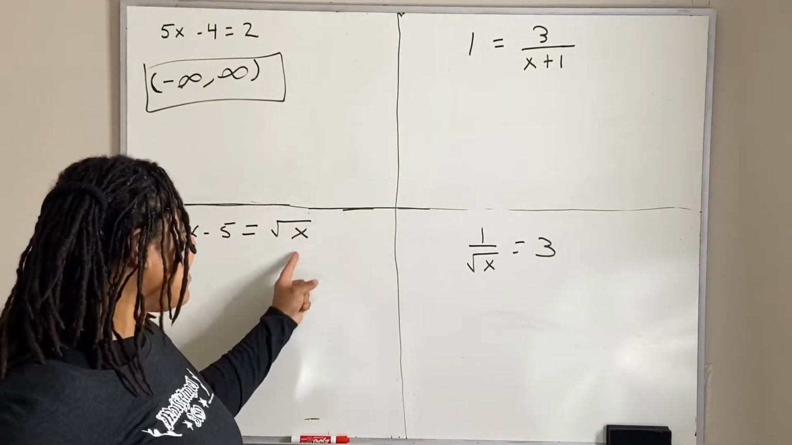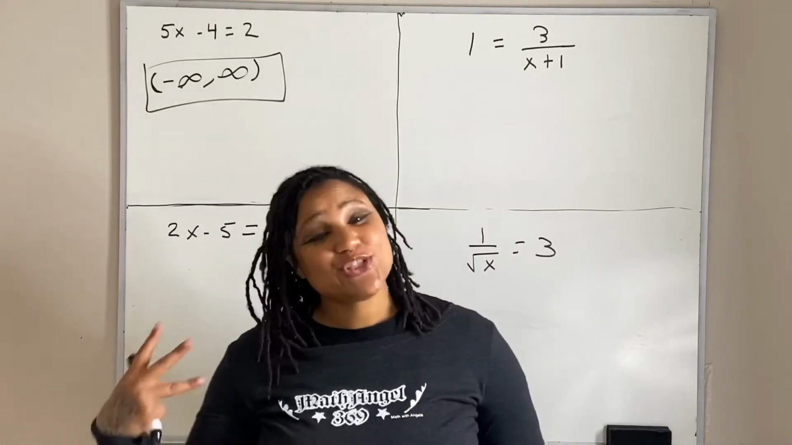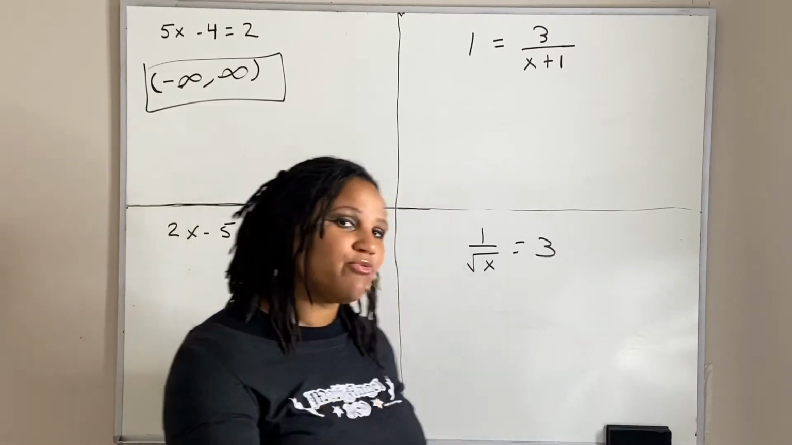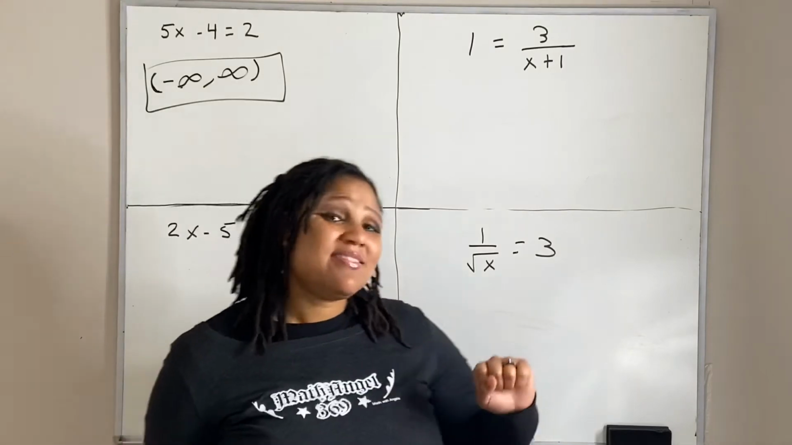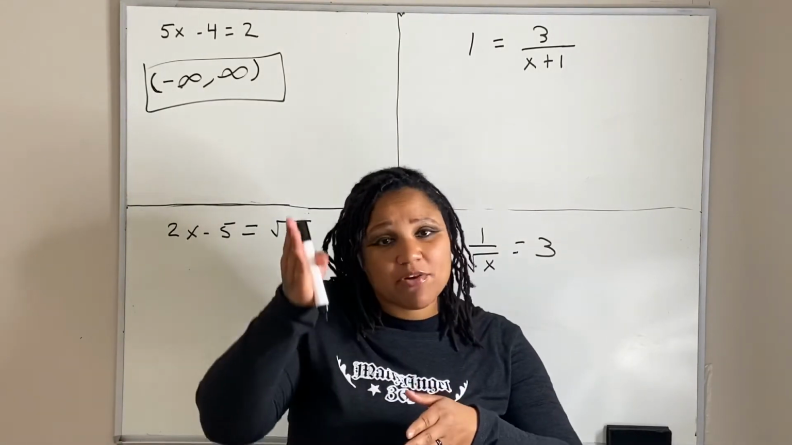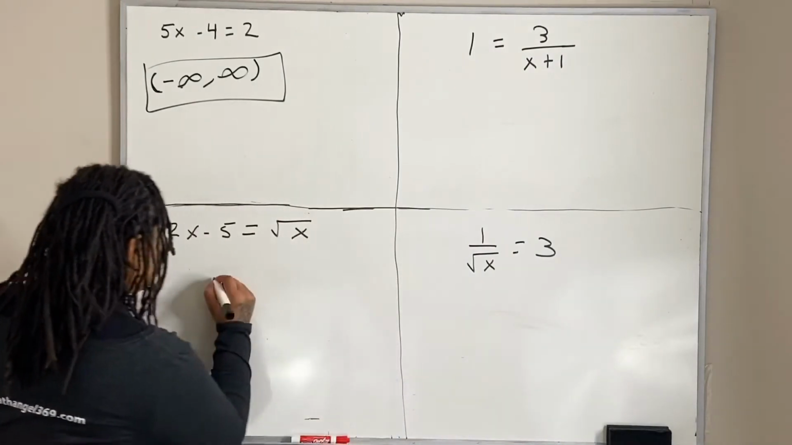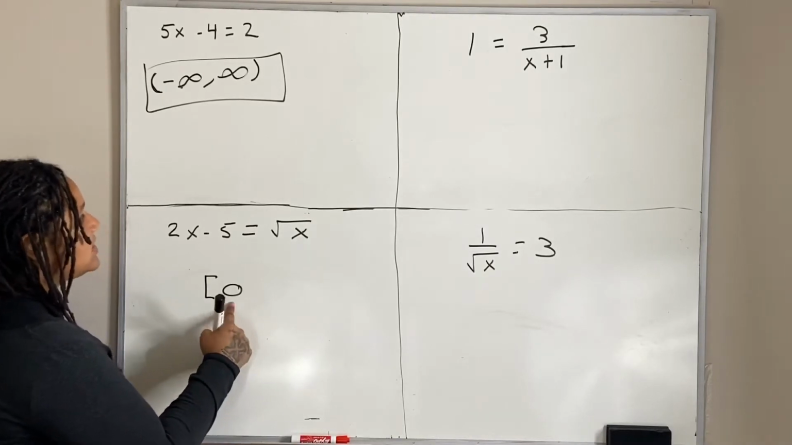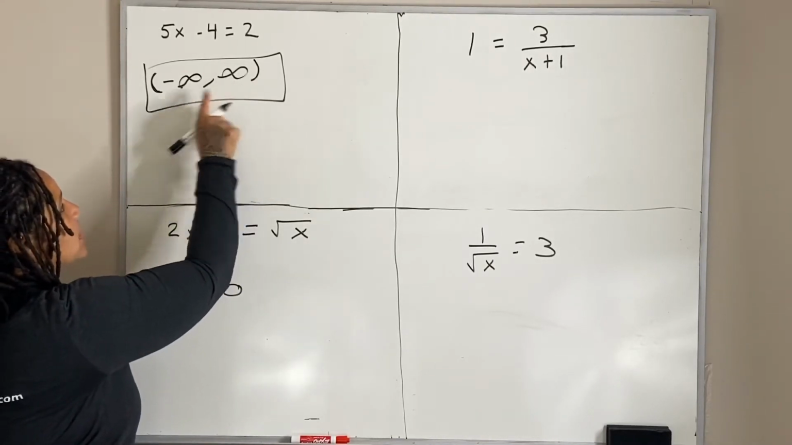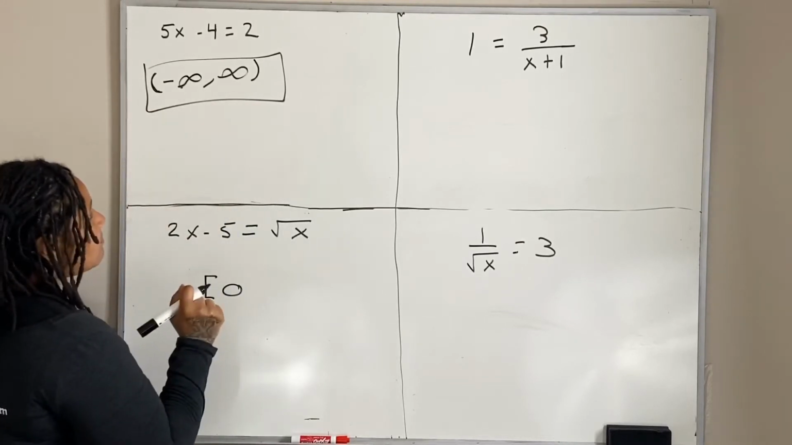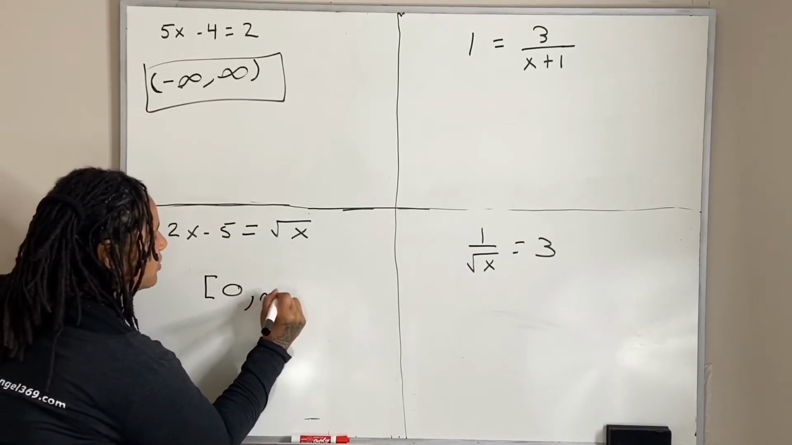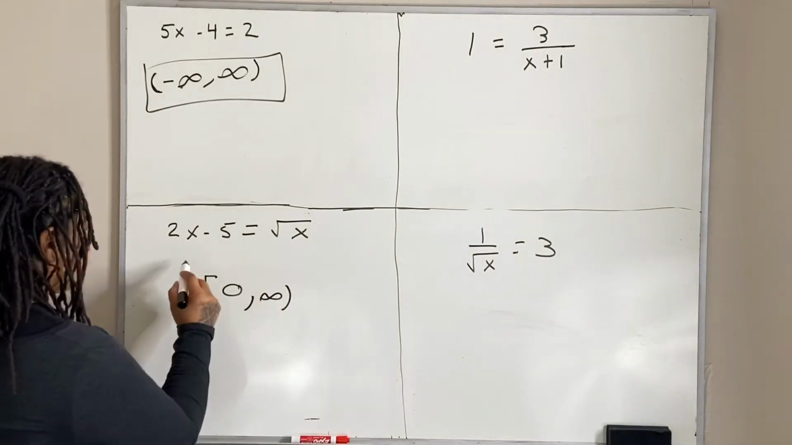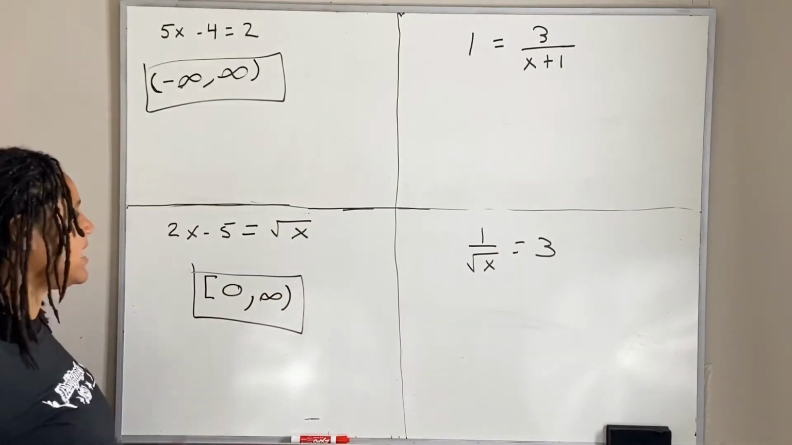Now we have a situation on the right side where we have a square root. And what did we say about square roots? We cannot have a negative number under the square root. So therefore, it has to be the set of all numbers starting from 0 to infinity. We write a bracket, because a bracket means that we are including 0. Parentheses means we're not including it. We always write parentheses when we're dealing with infinities. So starting from 0 to infinity is when both sides of the equation are defined. So that is our domain for the second problem.